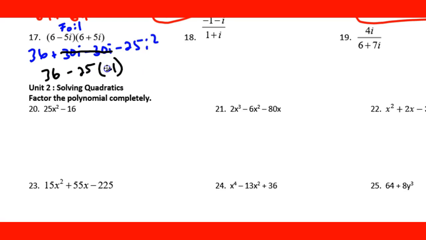Now you have negative 25 times negative 1. That's going to be positive 25. So that gives us 36 plus 25, and when you add that up, you get 61.